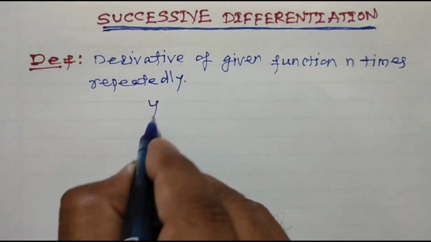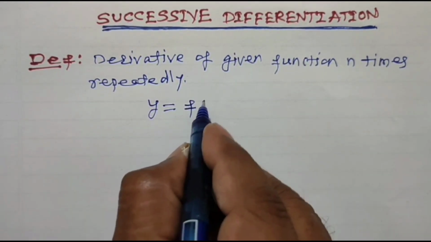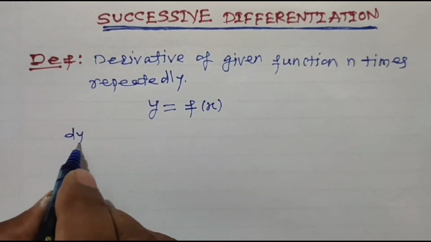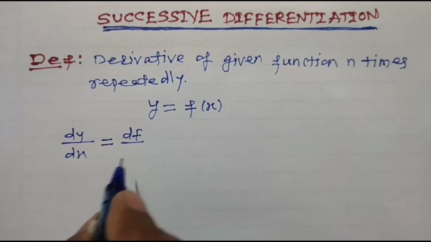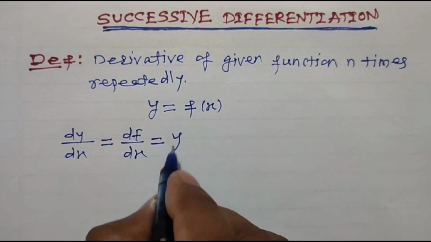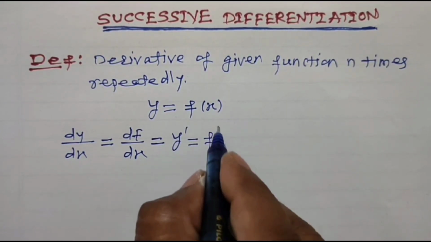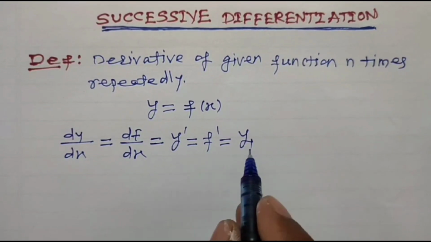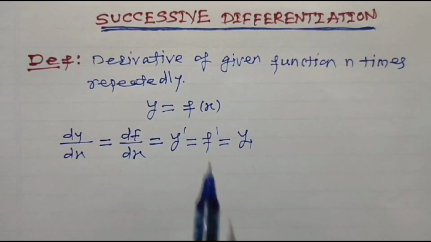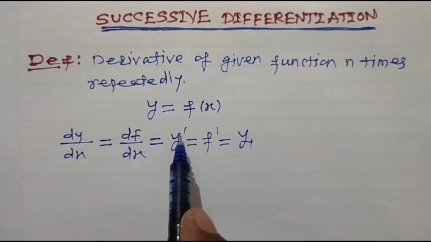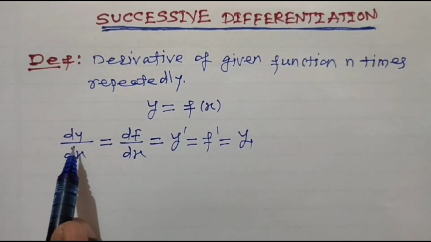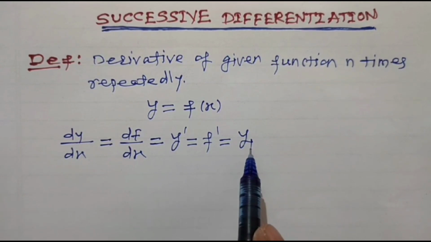If we assume y is equal to f of x, this is the equation of a curve, or y is a function of x, then dy by dx is the derivative of f with respect to x. Also we can represent this as y dash, or f dash, or y1. These are symbolic notations for the derivative of y with respect to x. Y dash, here a single dash means first order derivative, and here the suffix 1 means the first derivative of y with respect to x.